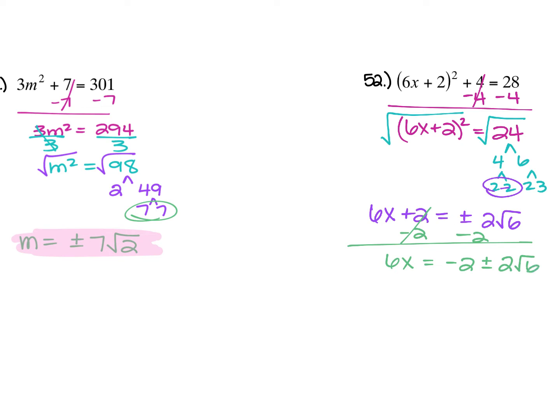From here, divide each side by the 6 and simplify. So your negative 2 is going to become negative 1, 2 becomes 1, 6 becomes 3. That's just negative 1 plus or minus the square root of 6 all over 3.